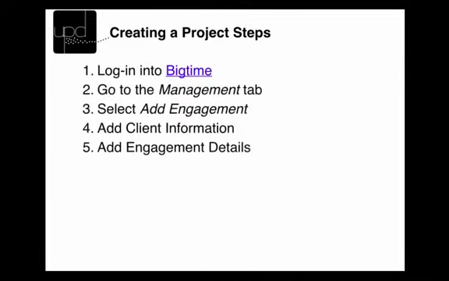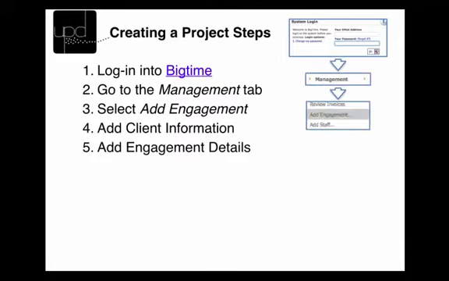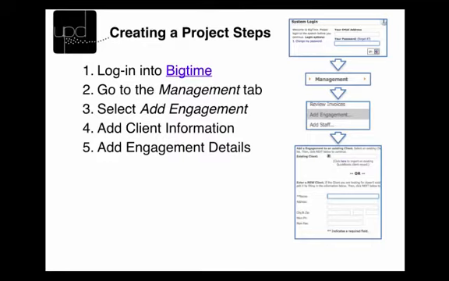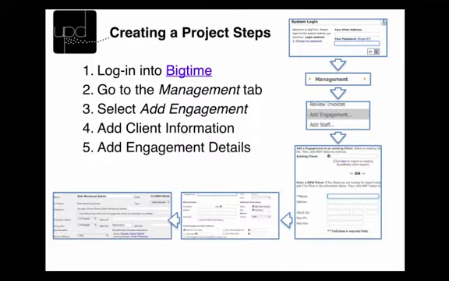Let's review the actions needed in order to create a project in BigTime. Here are steps number 1 to 5. The first step is logging into BigTime. The second step is to go to the Management tab. The third step is to add an engagement. The fourth step is to add client information. That may be an existing client or a new client. And the fifth step is to add engagement details. And that's it. You created your first project in BigTime.